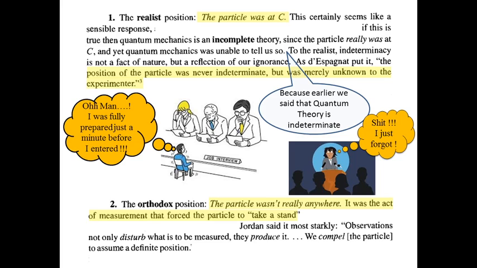So coming back to our physics, please do not relate it directly. I am repeating this again to develop the understanding. Now coming back to the orthodox position: observations not only disturb what is to be measured, they even produce it, and we compel the particle to assume a definite position. So according to this aspect, the act of our observation gave us the answer C, right? So this is the second aspect.